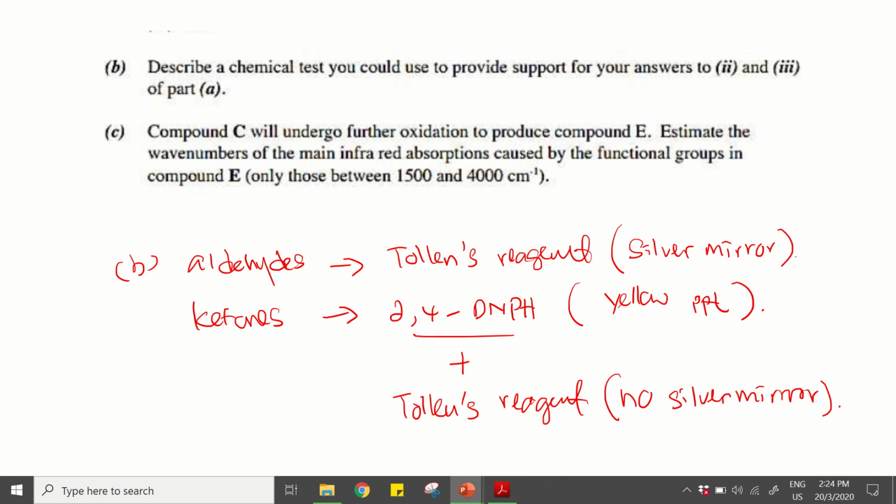Now, of course, you may ask, can I use Fehling's solution to test for the aldehyde? Yes, definitely. Fehling's solution should give you a blue solution changing into a brick red precipitate. That's it. Okay, that's for your part B. Now let's look at compound C. Let me erase that.